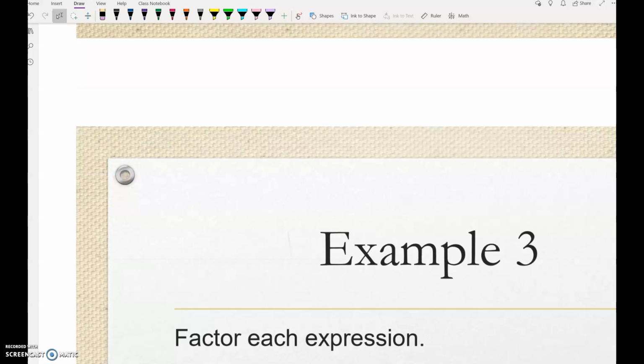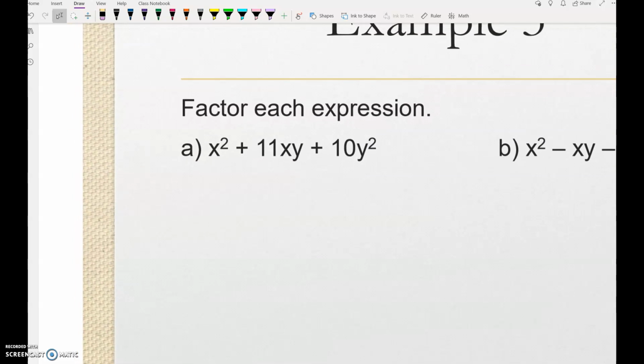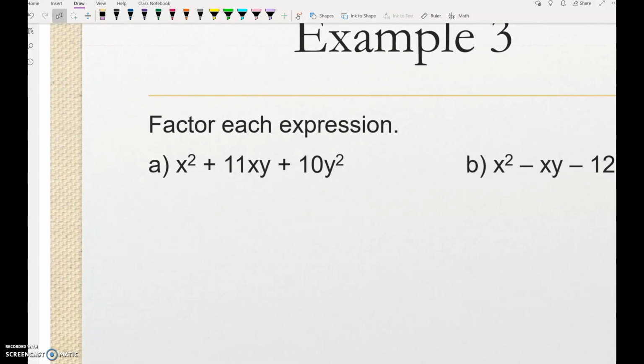All right, let's look at example 3a. What do you see in this one that we haven't seen yet? xy in the middle and y squared at the end. So what if I made the y go away and this just looked like x squared plus 11x plus 10? Could you factor that one? Yeah. Okay, so take a moment and factor that one.